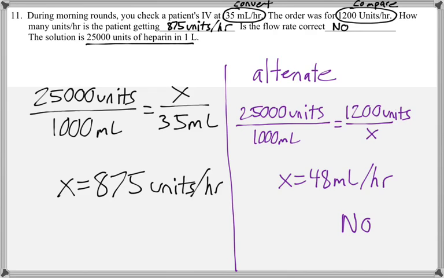So again, it is consistent, and you don't have to do this alternate way. In fact, because they asked us to find how many units per hour, you have to do it the first way, but this is an alternate way to check.